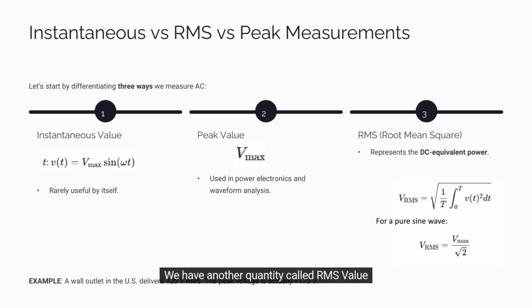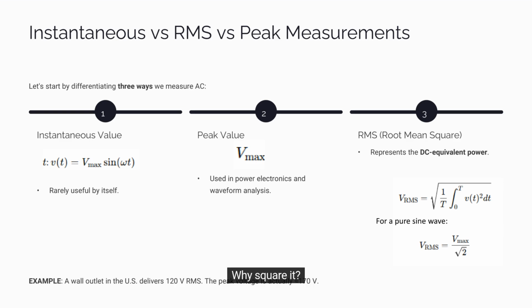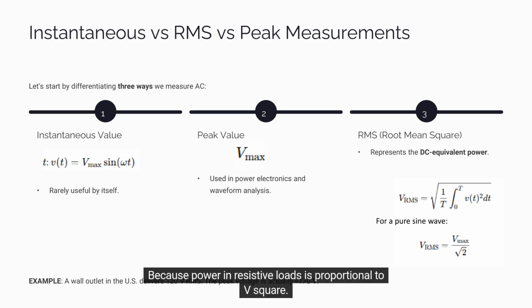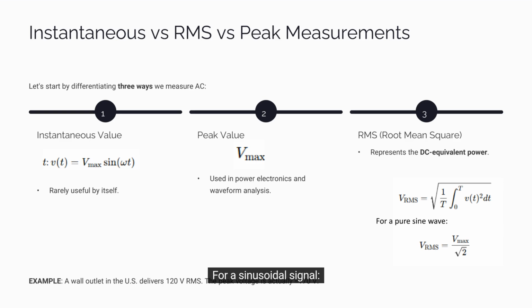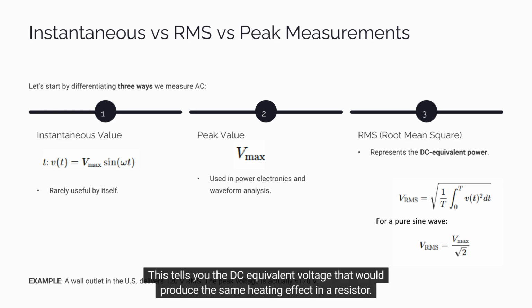We have another quantity called RMS value, which is the most meaningful for engineering applications. It stands for root mean square. The RMS value is equal to the square root of 1 over the time period times the integral of the squared voltage function over one cycle. Why square it? Because power in resistive loads is proportional to V squared. For a sinusoidal signal, RMS value is equal to peak value divided by square root of 2. This tells you the DC equivalent voltage that would produce the same heating effect in a resistor.